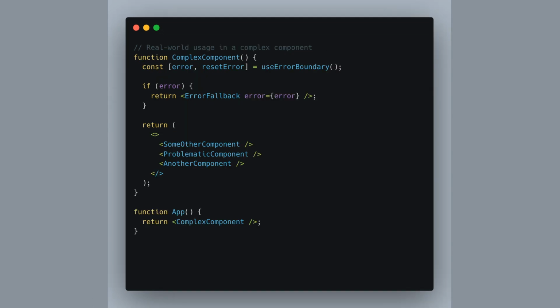Let's put everything together in a real-world scenario. In complex applications, you'll often have multiple components with different failure points. Here, we implement an error boundary in a complex component setup. The error boundary wraps around several components, providing a safety layer for the entire section of the app. This real-world example illustrates how error boundaries can be integrated into larger application structures, enhancing stability and user experience.